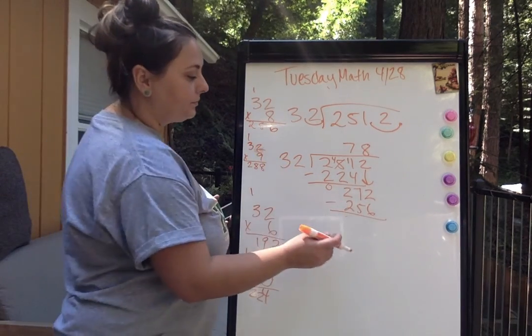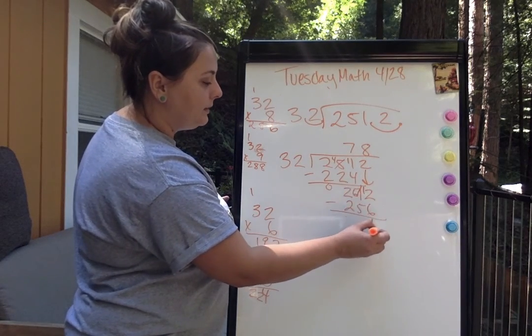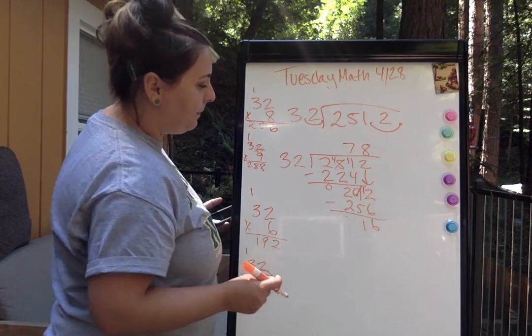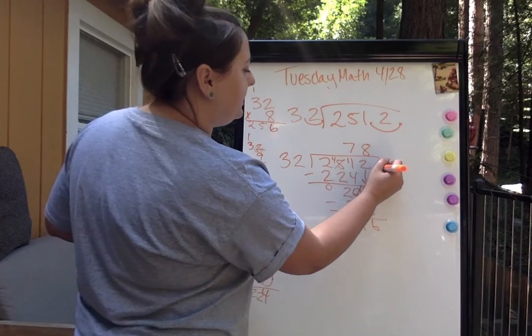Subtract. I can't take 6 from 2, so I'm going to need to regroup from here. It's going to leave me with 6, and 6 minus 5 is 1. Now, 32 doesn't go in here, so I'm going to need to put a decimal point.